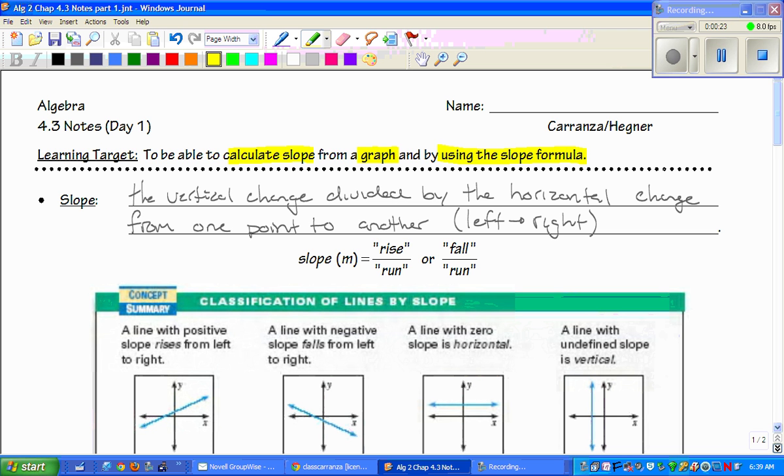Slope is the vertical change divided by the horizontal change from one point to another from left to right. Okay, the key thing, we're going from the farthest point to the left to the point on the right. Some of you might have heard these words before: rise over run or fall over run. That's telling us what our slope is. The way the slope always goes is the first number tells us to go up or down, and the second number always tells us which direction to the right to go.